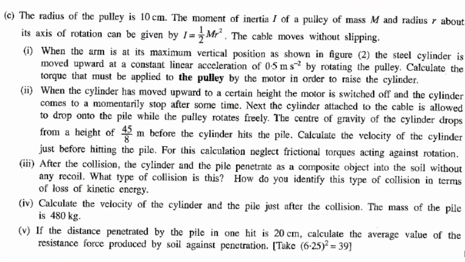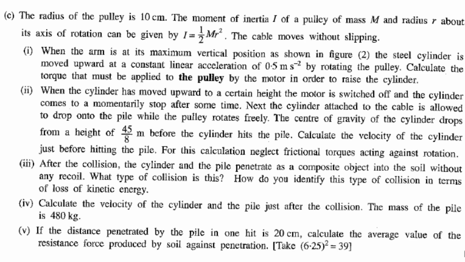Part 2. When the cylinder has moved upwards to a certain height, the motor is switched off and the cylinder comes to a momentary stop after some time. Next, the cylinder attached to the cable is allowed to drop into the pile while the pulley rotates freely. The center of gravity of the cylinder drops from a height of 45 over 8 meters before the cylinder hits the pile. Calculate the velocity of the cylinder just before hitting the pile.